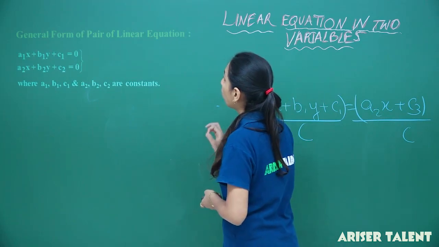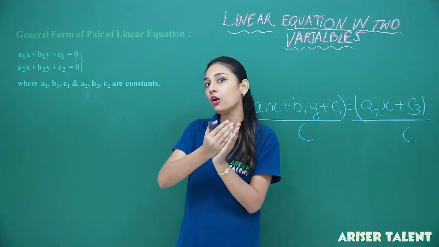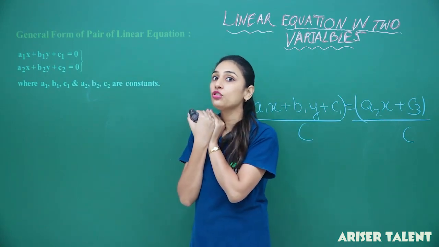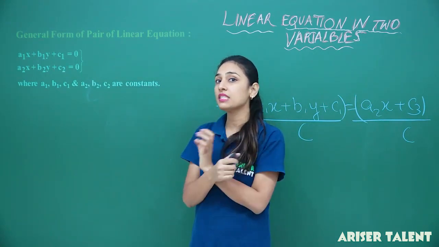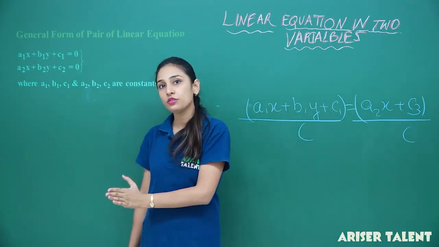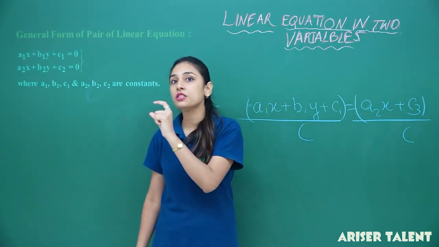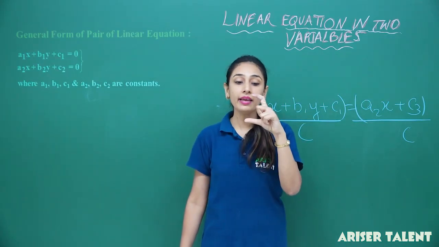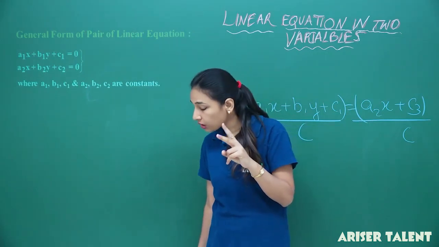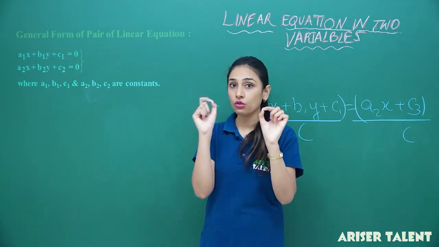Next, the general form of a pair of linear equations. We have some standards, right? So we also have a standard format for linear equations in two variables, which is a1x plus b1y plus c1 equals 0, and the second equation will be a2x plus b2y plus c2 equals 0. Now why is there a pair? Because we are talking about two variables, and if we are talking about two variables, then we have to be ready with two equations also. Why two equations?